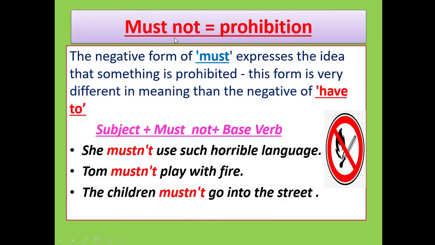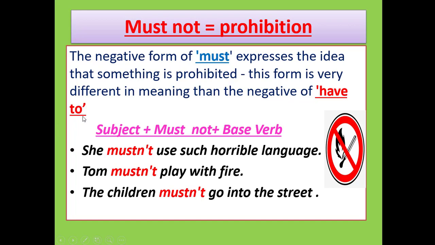What about mustn't or prohibition? The negative form of must expresses the idea that something is prohibited, is forbidden. So this is the negative of must. What about the negative of have to? Don't have to means it's not required, it's not necessary. But what about the negative of must? Mustn't expresses something is prohibited or forbidden. So this form is very different in meaning from the negative of have to.